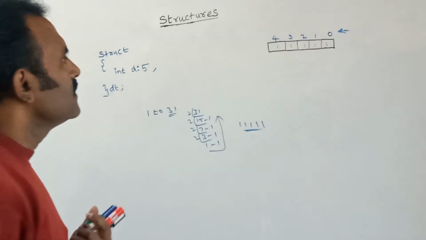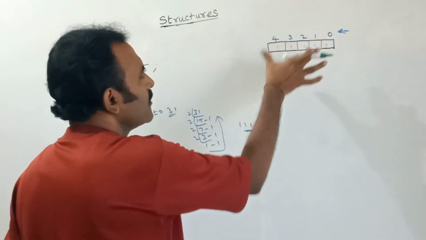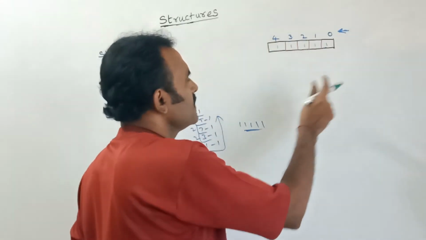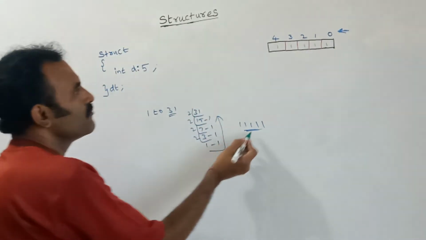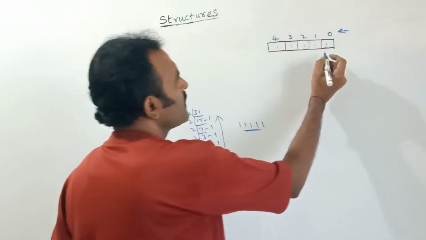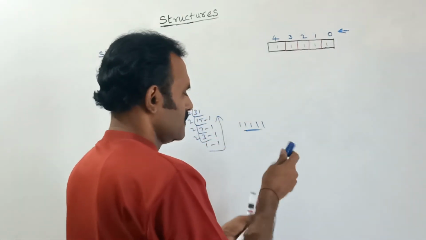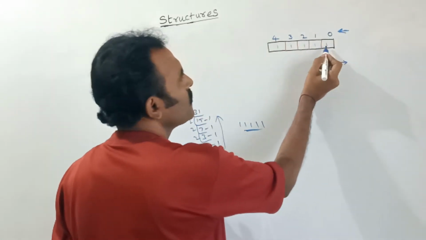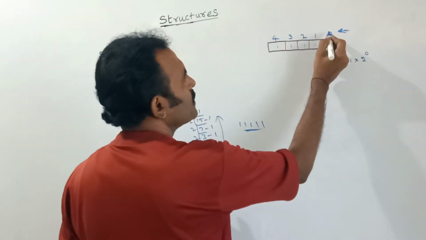Here, see, how to convert the binary to decimal. See, if you convert it into decimal, then we will get this value 31. Suppose you are storing 31, in binary it will store 5 ones. If you are converting this binary to decimal, we can convert like this. Say this position is, what is the bit value? 1. So 1 into 2 to the power 0th position.